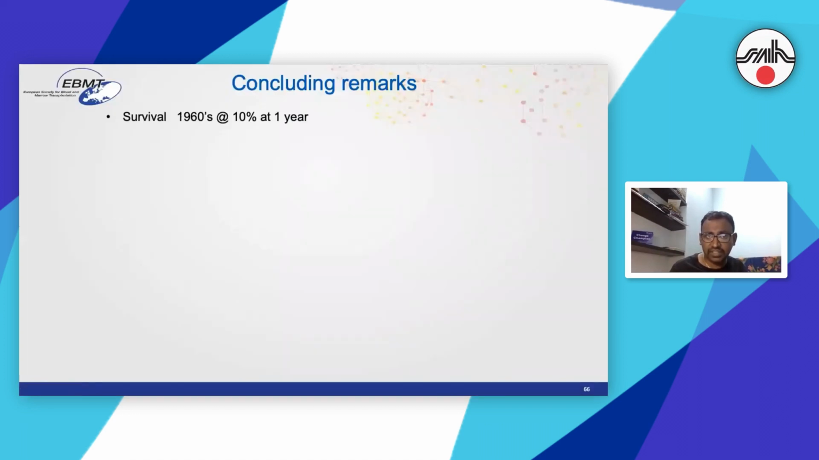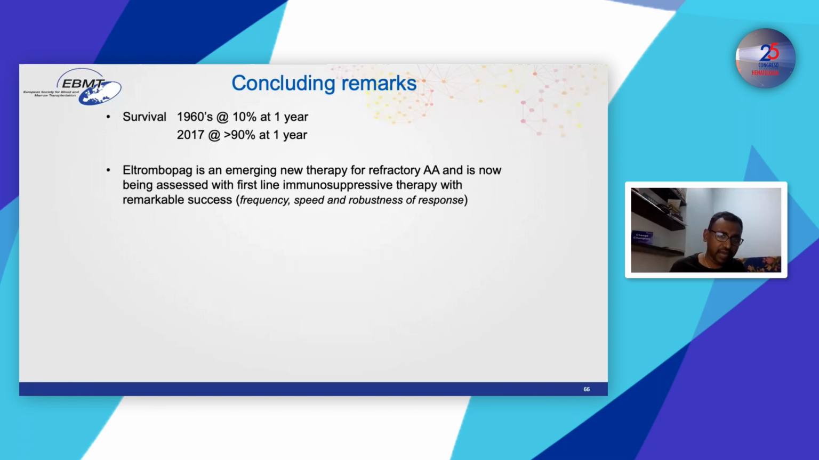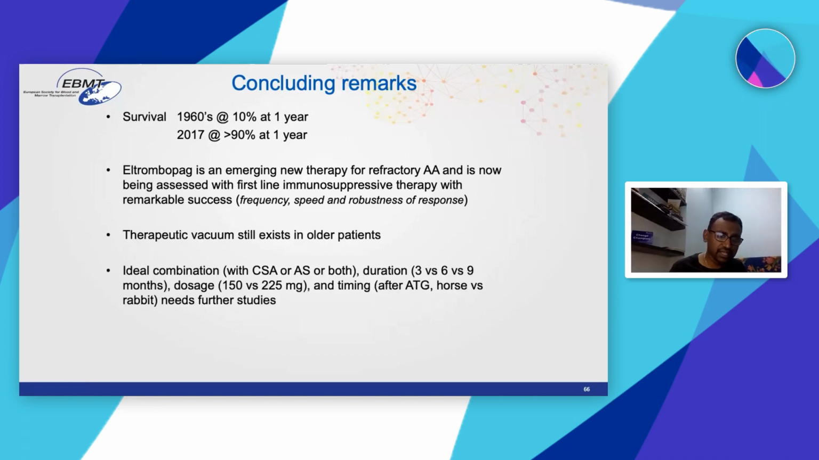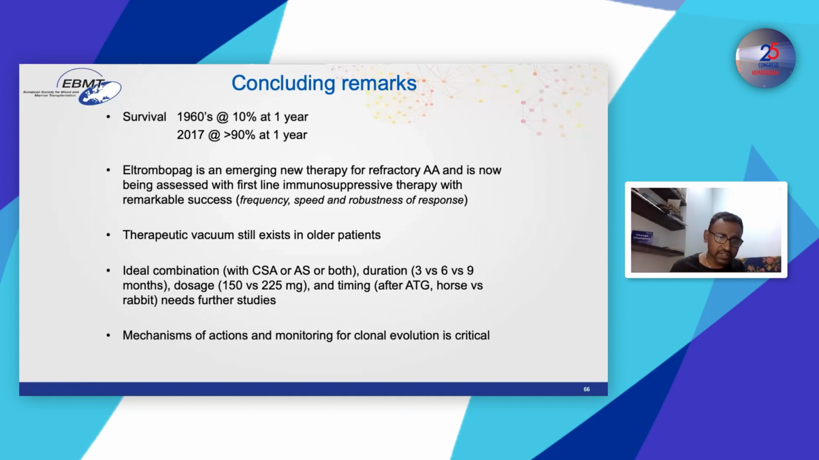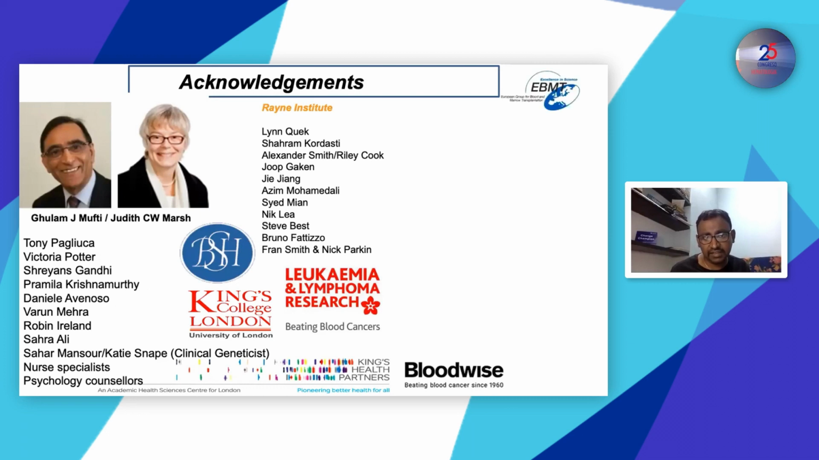So to conclude, I would say this is a disease which had a survival of around 10% in the 1960s, but we've significantly improved to around 90%. Eltrombopag is used in the refractory and also in the upfront setting, but still the therapeutic vacuum lies in older patients. We do not know the ideal combination for these patients, or duration of treatment, or the dosage, and how soon after ATG if they are able to have ATG. And it's still important that we continue to look at the mechanisms of action and monitoring of clonal evolution.